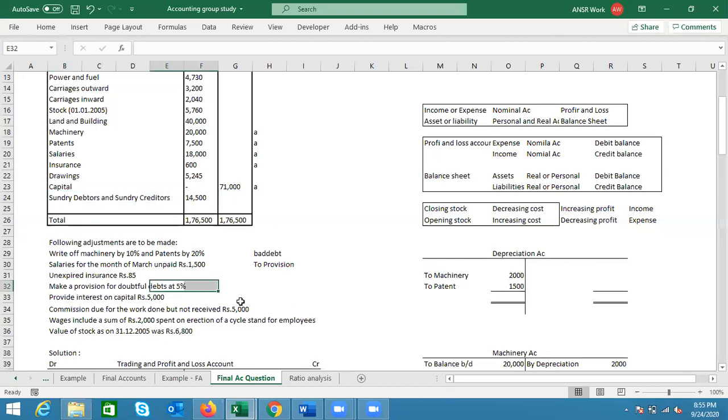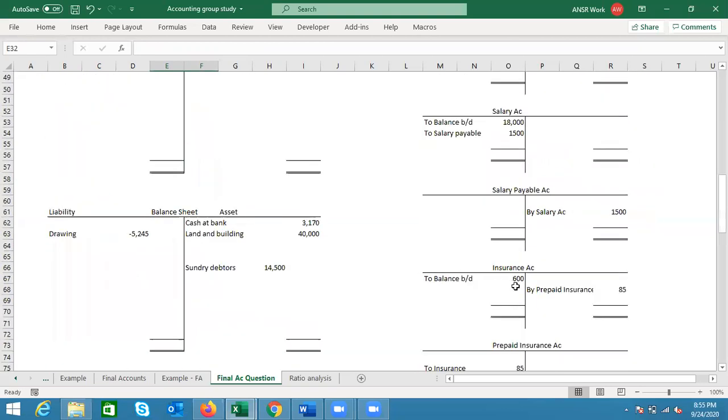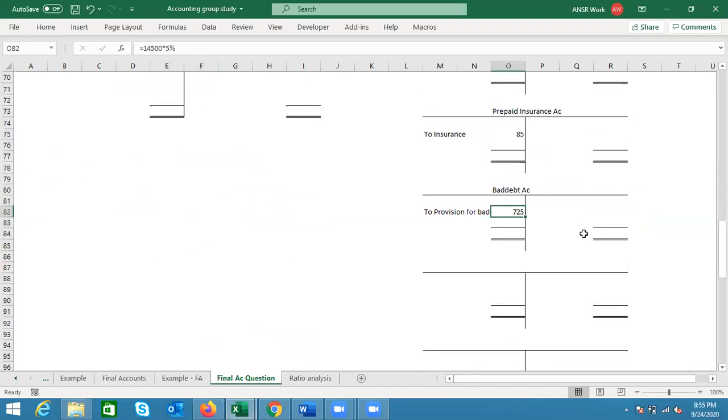Do you remember that? The percentage that we determine is of debtors only. Whatever debtors we have, we determine a percentage of that as the provision for bad debt. Clear? Now, as you can see, I've already put in the formula, 14,500 into 5%, which comes to 725.